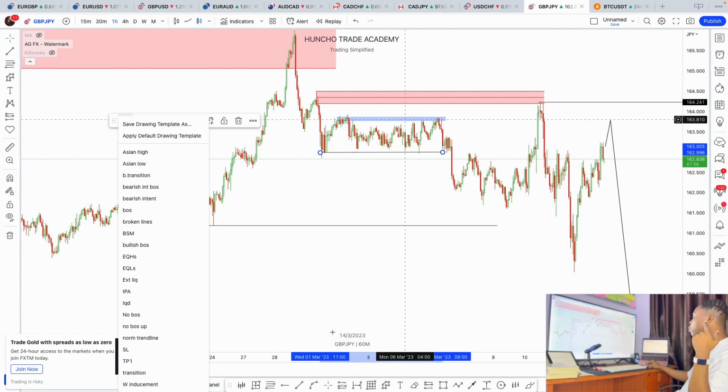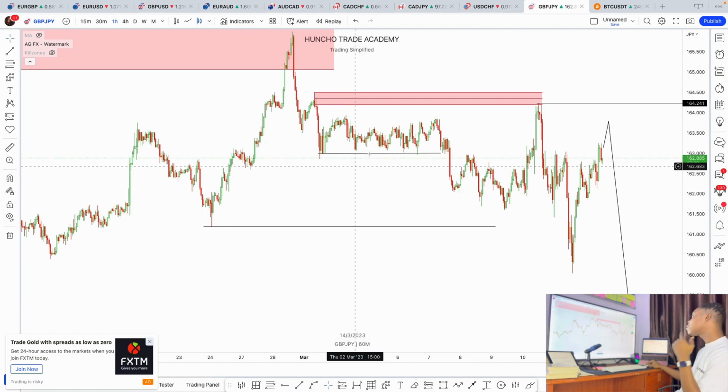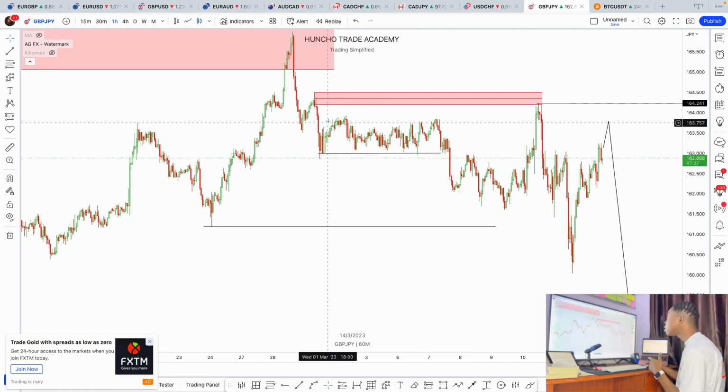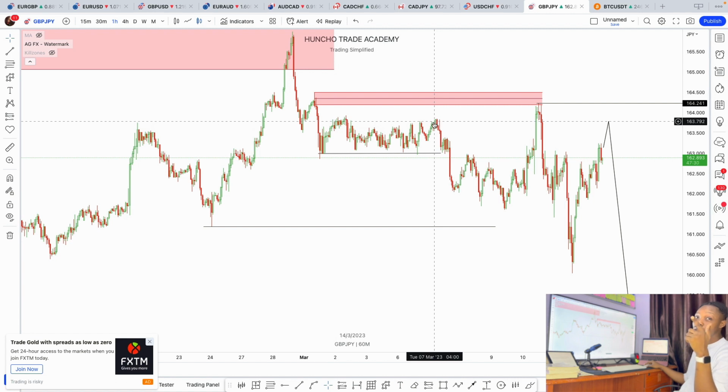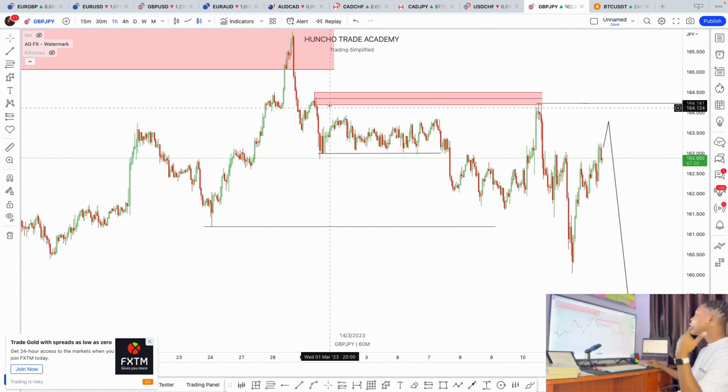And the buy side liquidity was also taken out. So after taking out this sell side liquidity, it is giving you a clue that this buy side liquidity is the next target for price to liquidate. So remember that this is another block.